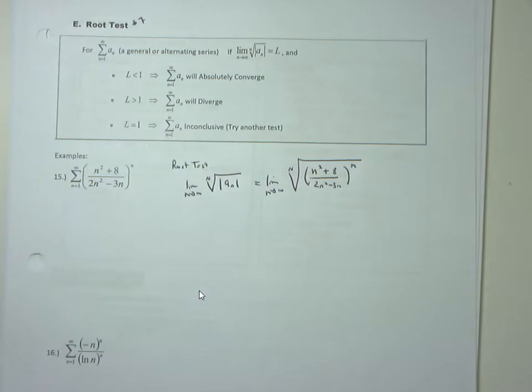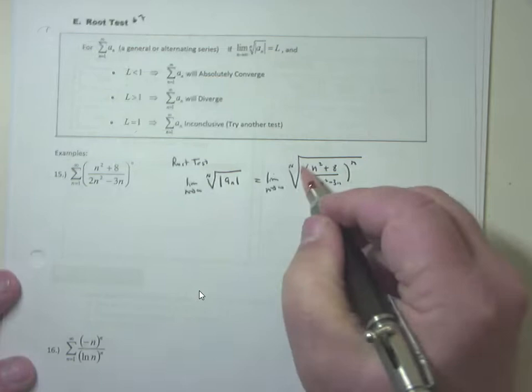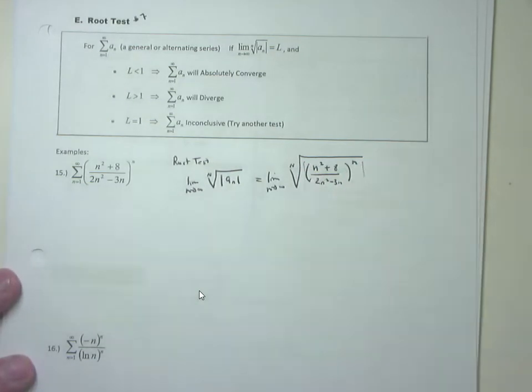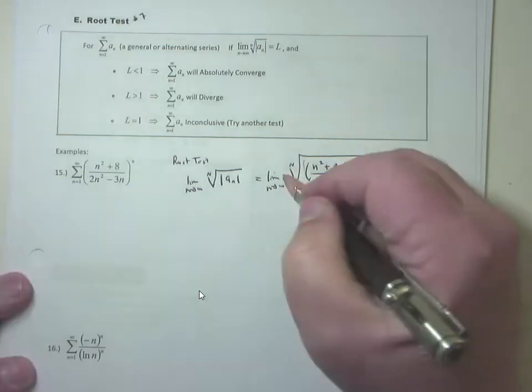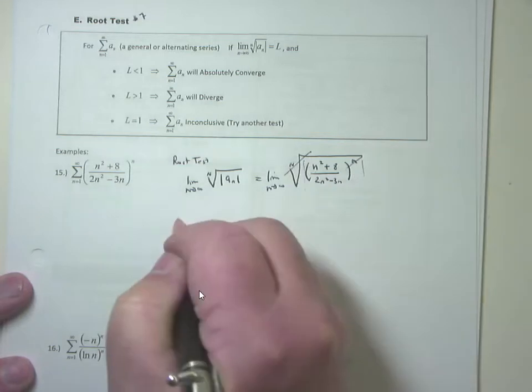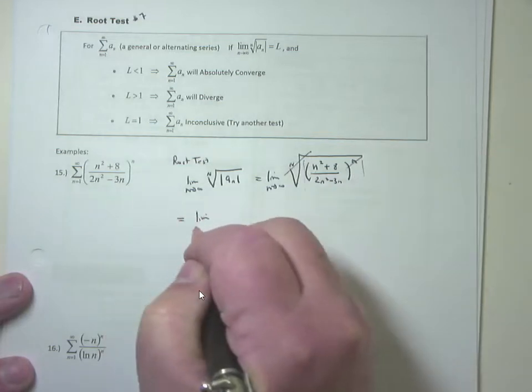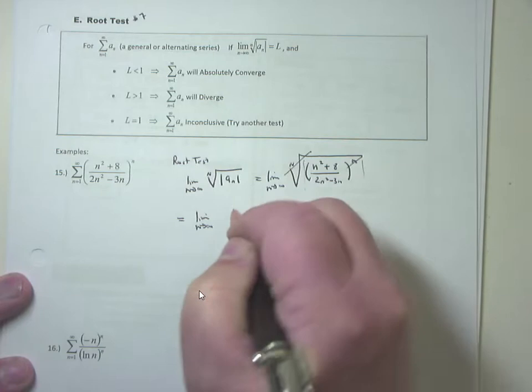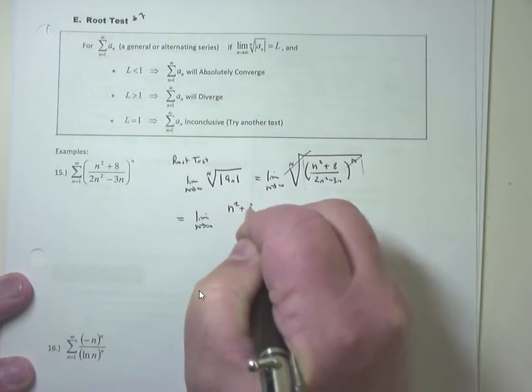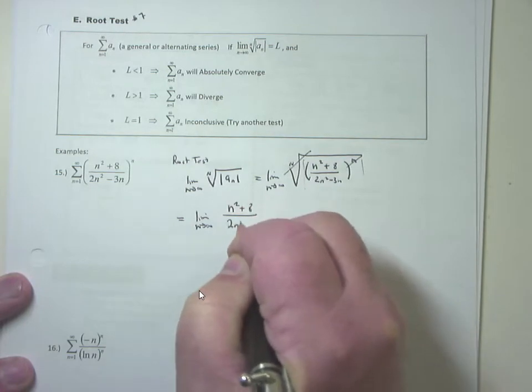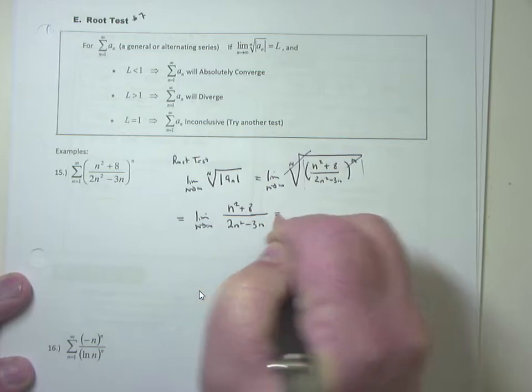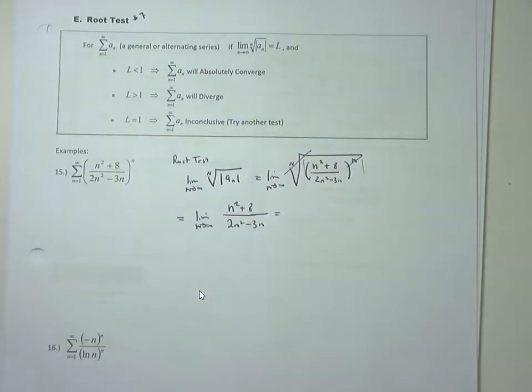Now, what's going to happen with this nth root of this n power? Officially it's absolute value, but these terms are positive anyway, so it doesn't really matter. What happens to the nth root of an n power? What do they do to each other? They're going to cancel. So the nth root and the n power cancel. This would be equal to the limit as n approaches infinity of n squared plus 8 over 2n squared minus 3n.